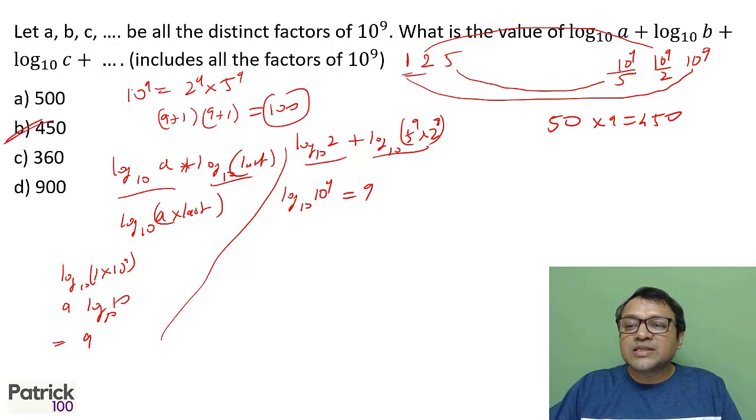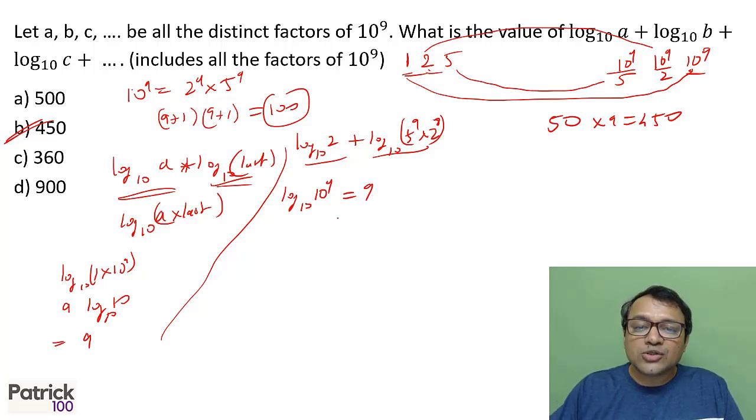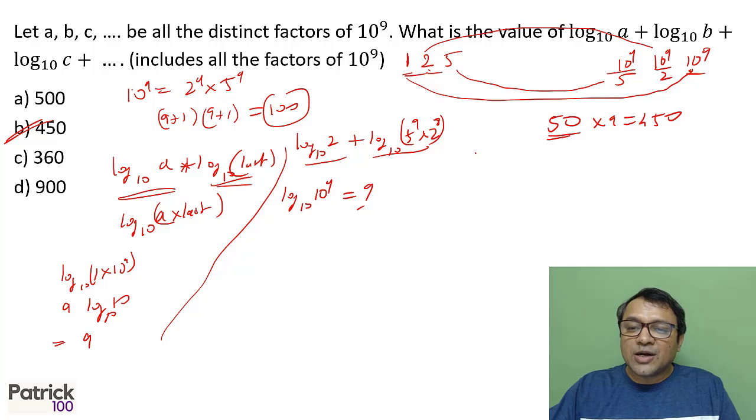So if you look at first plus last, if I add the logs, you will get 9. Second plus second last, if you add the logs, you will get 9. Third plus third last, if you add the logs, you get 9. Like that you will get 50 such combinations, 100 upon 2, and each with a total of 9. So 450 is the total.